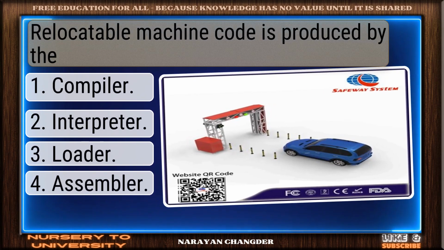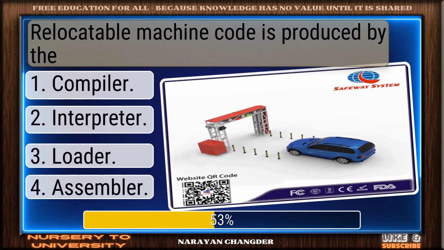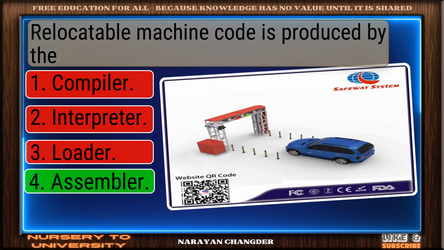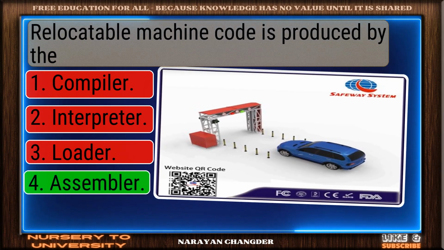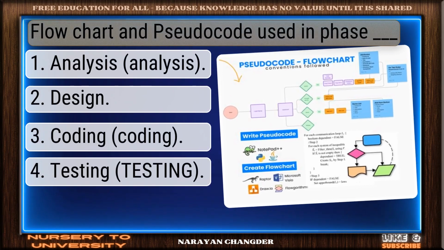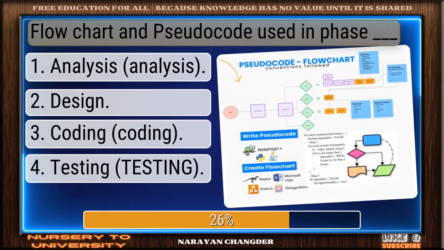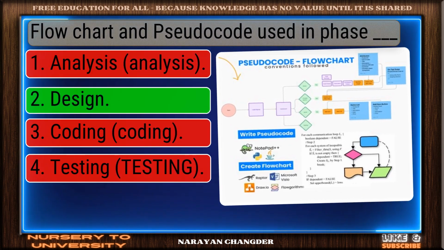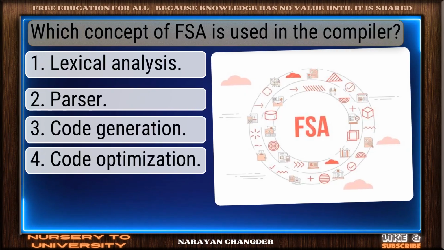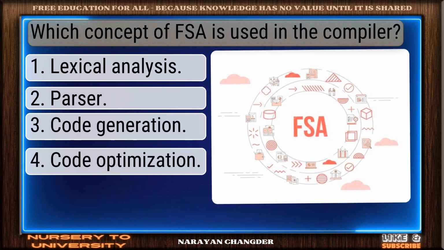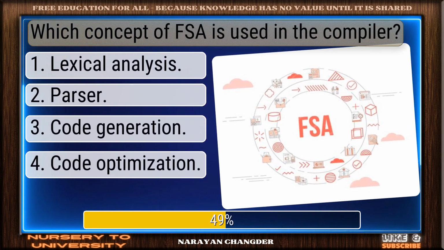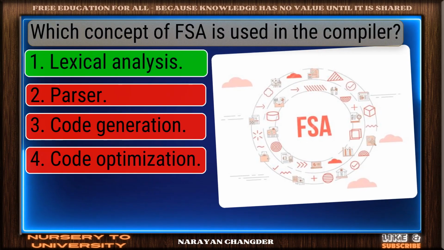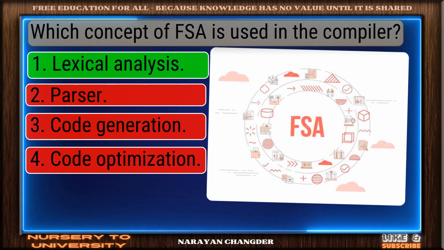Relocatable machine code is produced by the... Sharp thinking. Assembler is right. Flowchart and pseudocode used in phase dash. Clear logic. Design is sound. Which concept of ISA is used in the compiler? Smart pick. Lexical analysis is correct.